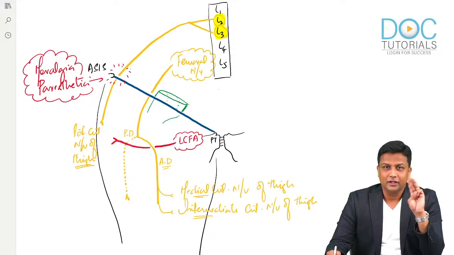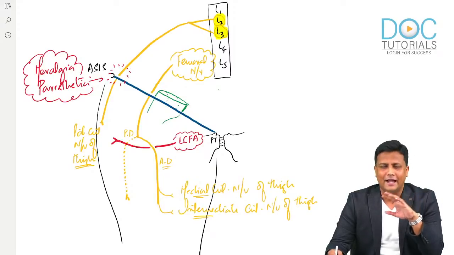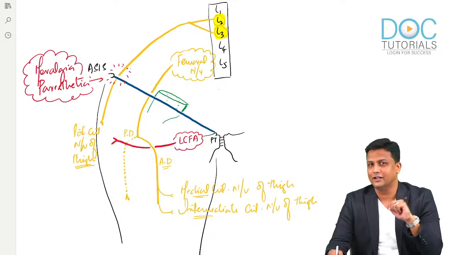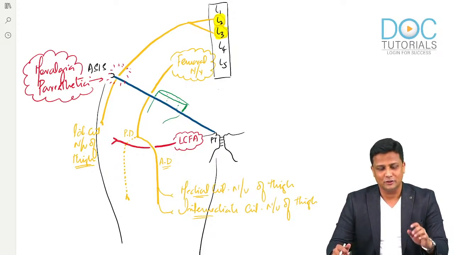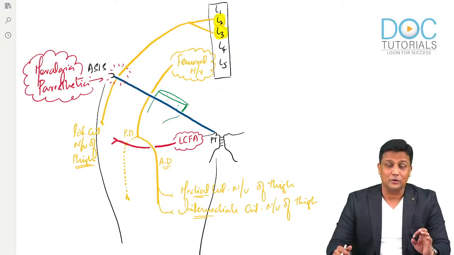Point number three, the femoral nerve will give only the medial and intermediate cutaneous nerve of the thigh, not the lateral. Point number four, the lateral cutaneous nerve of the thigh is a direct branch from the lumbar plexus, originating from L2, L3. And finally, point number five, if it is compressed beneath the inguinal ligament, that leads to Meralgia Paresthetica. So even the clinical aspect is completed here.